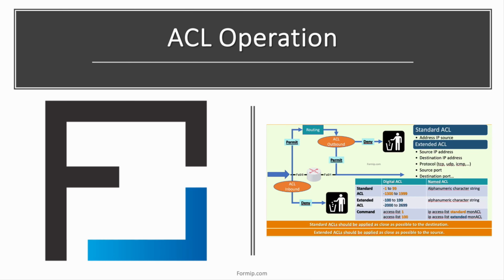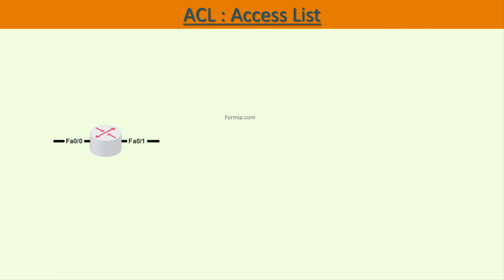ACL operation. In a perfect world where we could trust anyone and no one would make a mistake, well, we wouldn't need security. But in real life, bad things can happen to our network. That's why we need to protect it. By default, all IP packets on a router are routed. There are no restrictions. Thanks to access lists, it will be possible to prevent certain IP packets from entering or leaving our routers. Access lists operate on the network layer, layer 3, and the transport layer, layer 4.